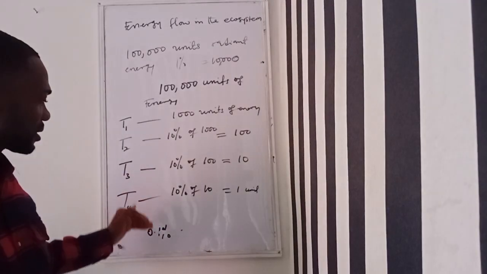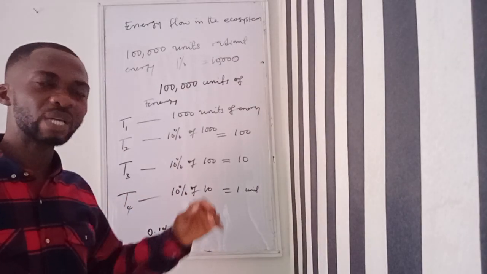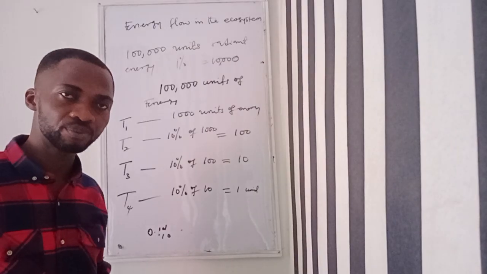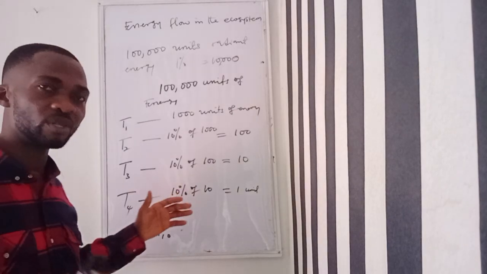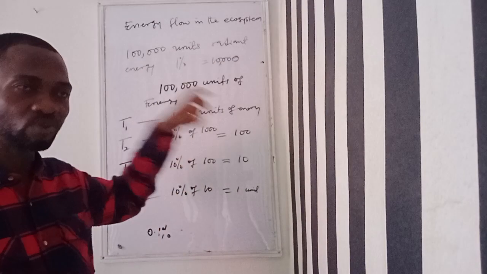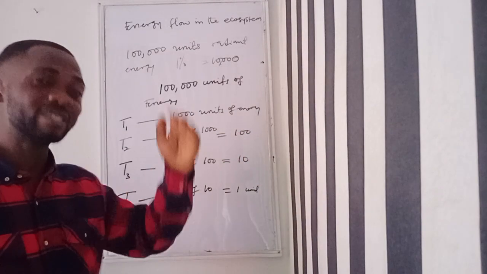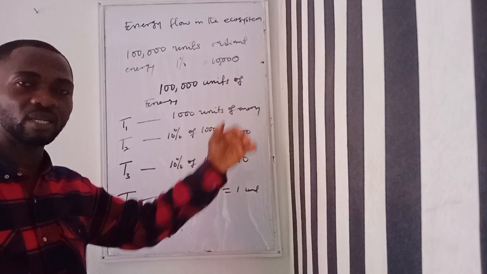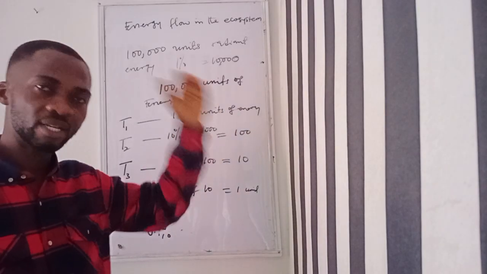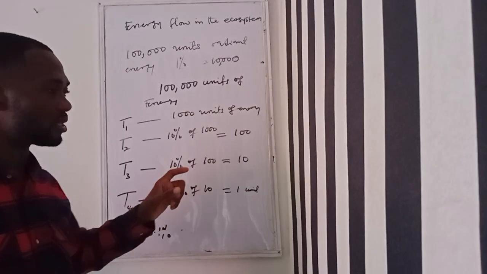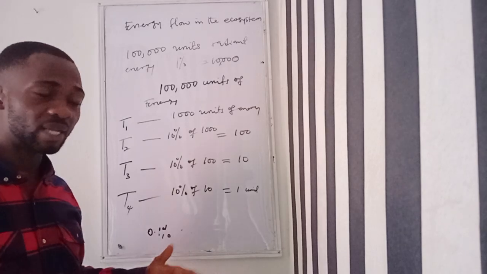The second law says that energy transformation in an ecosystem is not entirely efficient. That means there is no individual in a trophic level that absorbs energy and transfers the same amount of energy to the individuals at the next trophic level. It is only 10% that is transferred to individuals at the next trophic level. So this explains the second law of thermodynamics.